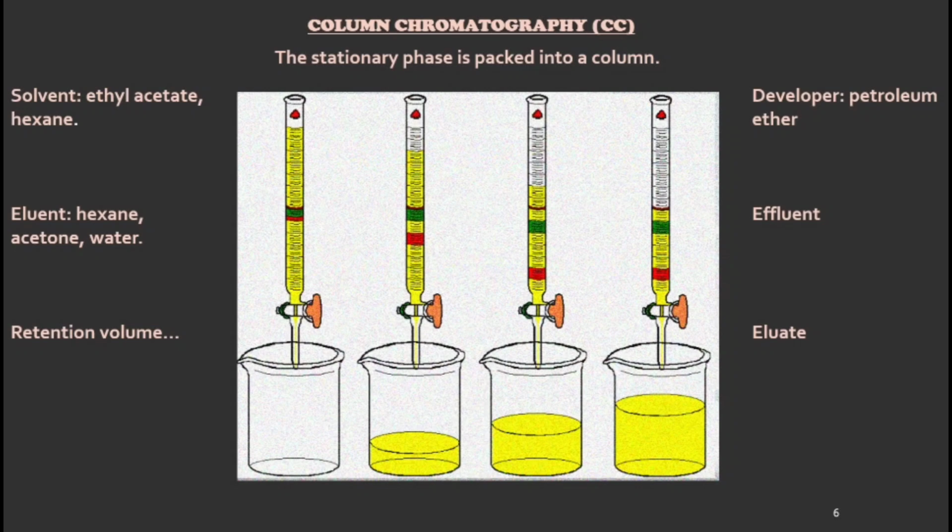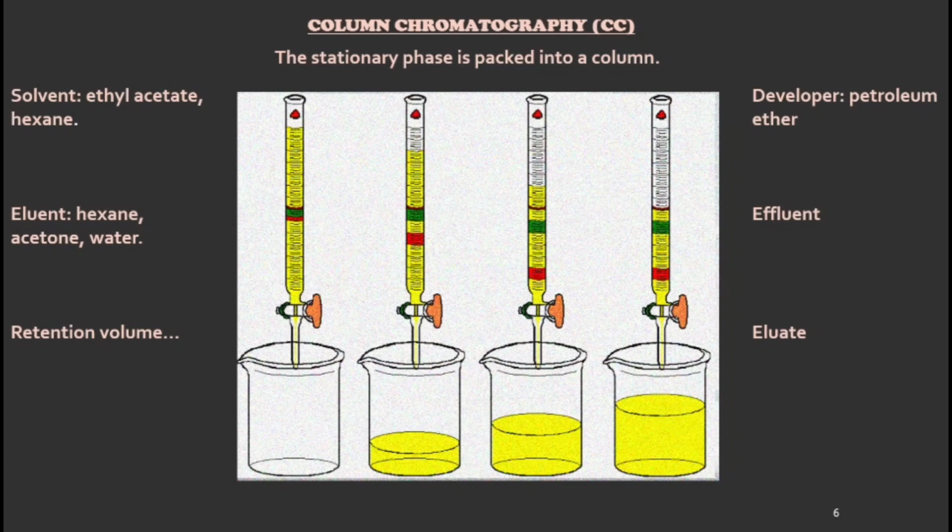First, solvent. The mobile liquid phase with no affinity to the stationary phase and no effect on the solutes is the solvent. For example, ethyl acetate, hexane. Developer, for example, petroleum ether. A developer is any liquid with more affinity to the stationary phase than the solvent but less than the solutes, and just capable of moving them through the column.